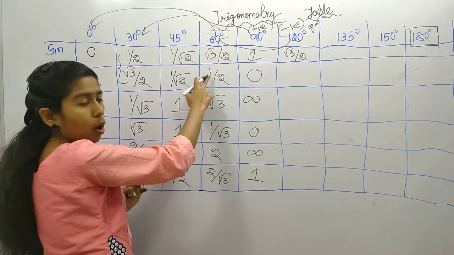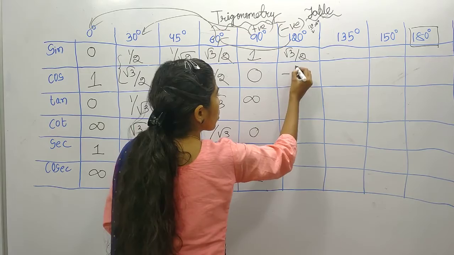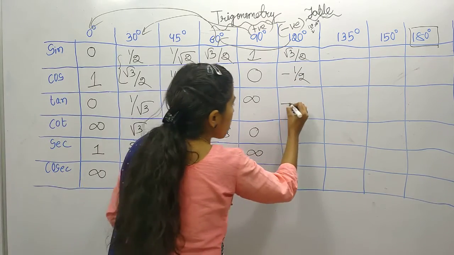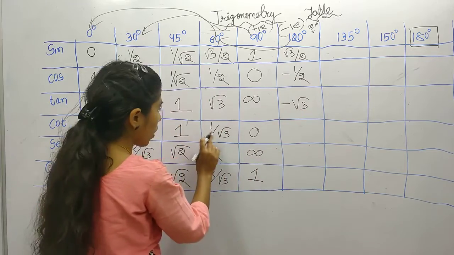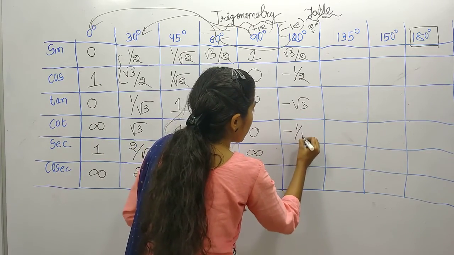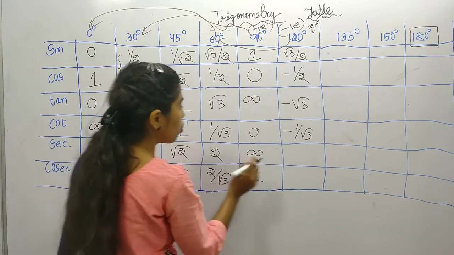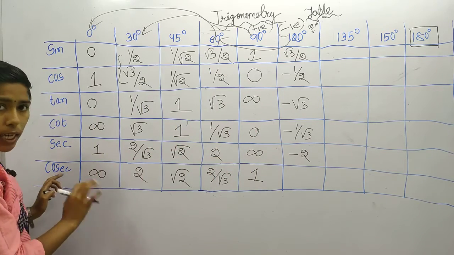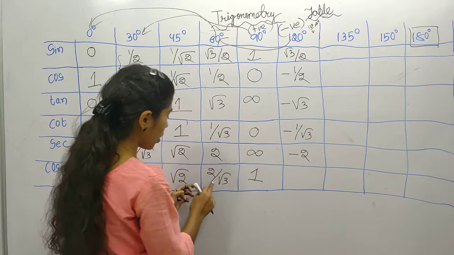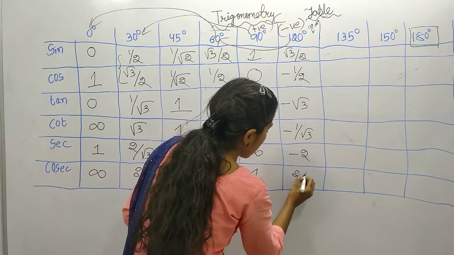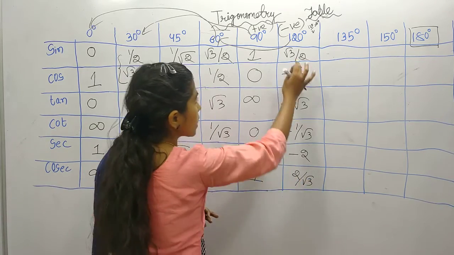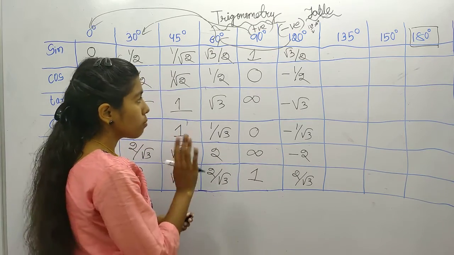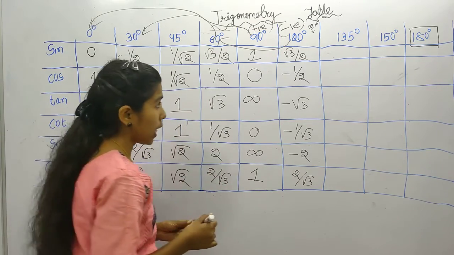Next, cos. Cos is 1 by 2. Only you have to give minus sign. Next, in case of tan, root 3, minus root 3. Cot, 1 by root 3, minus 1 by root 3. Sec, here 2, here minus 2. Here you see this is cosec. Cosec can't be negative. So here 2 by root 3, it's same. Sine and cosec are always in positive form. They can never be negative.